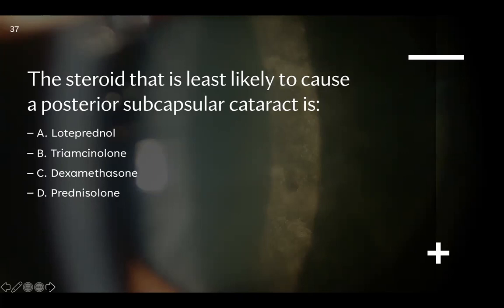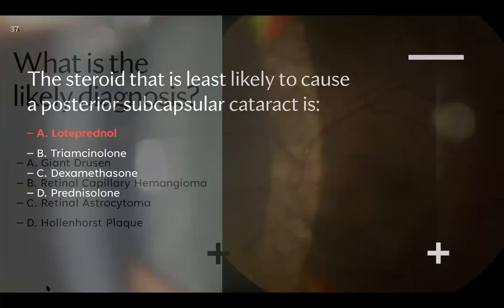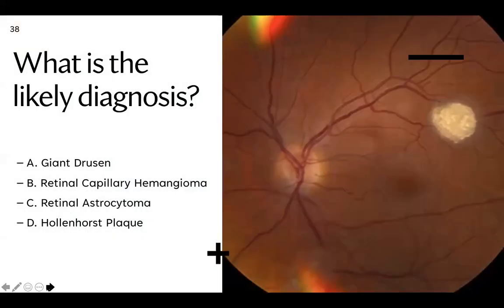Three, two, one, and the poll is locked. The correct answer for this is loteprednol. 93% have got it right, as expected. Let's move ahead. We have the last three questions. Question number 38. So you can see the adjacent photo. You can see a yellow color mass. What is the likely diagnosis?